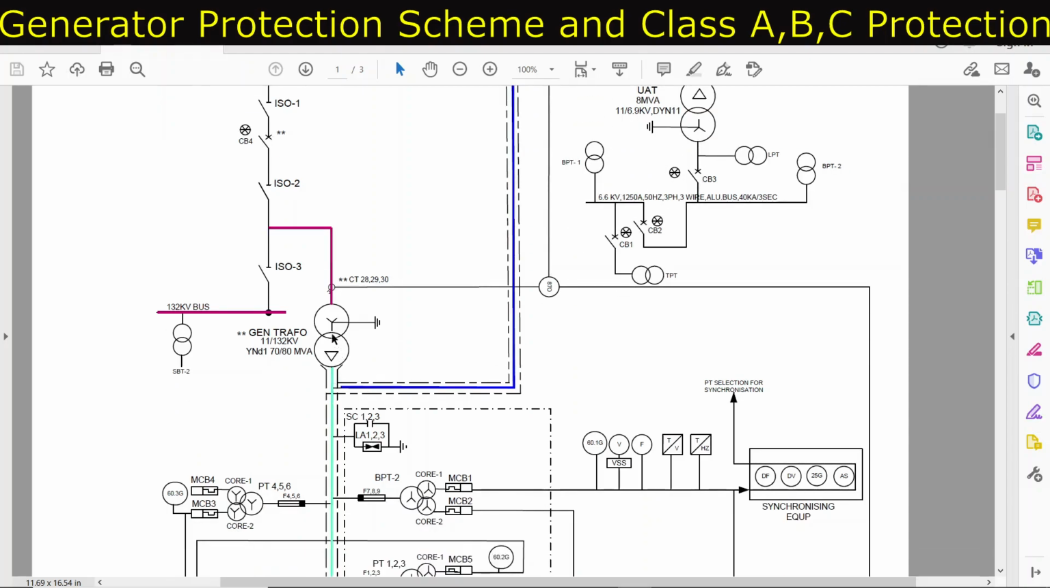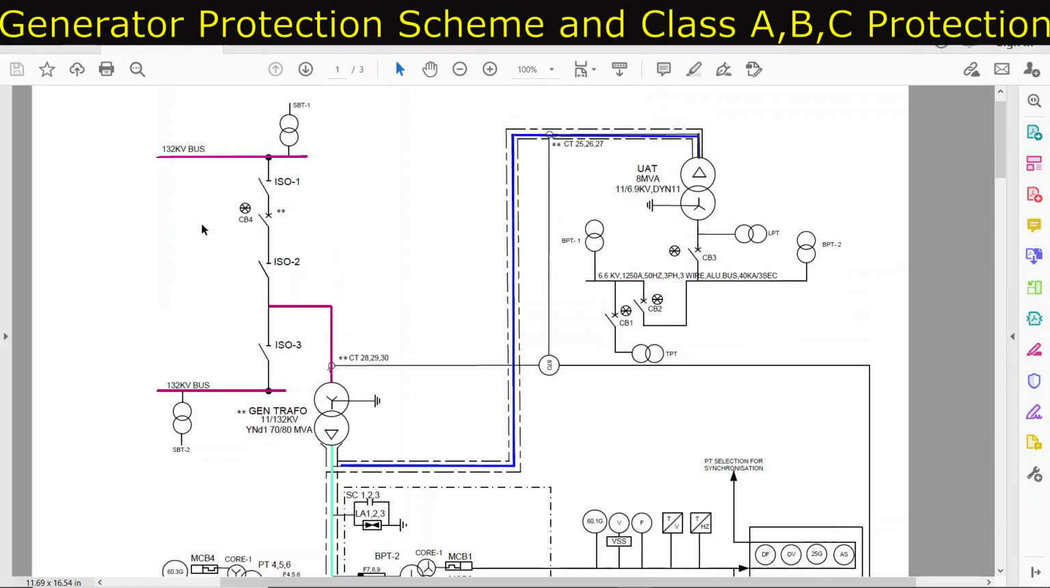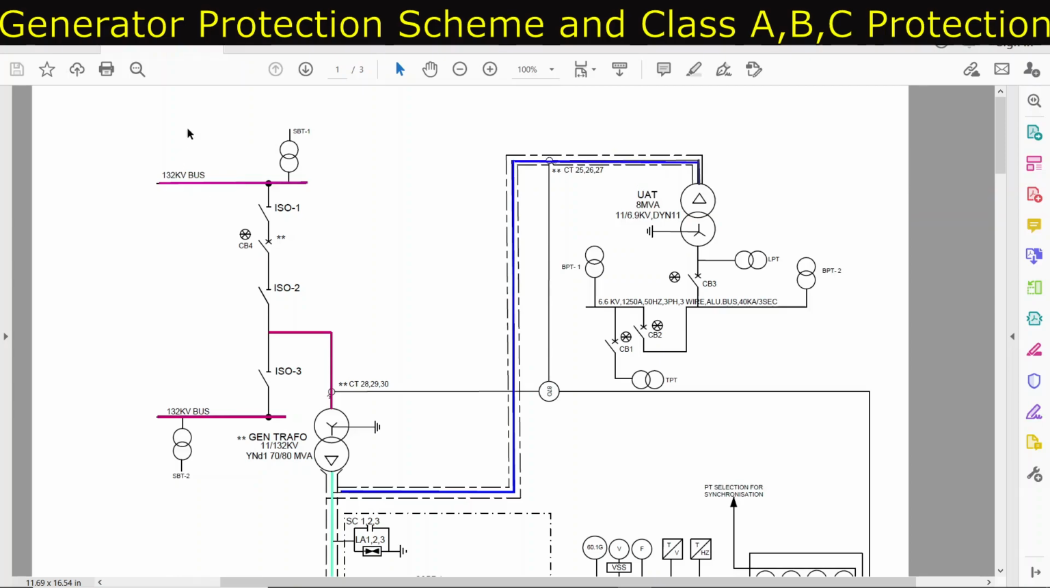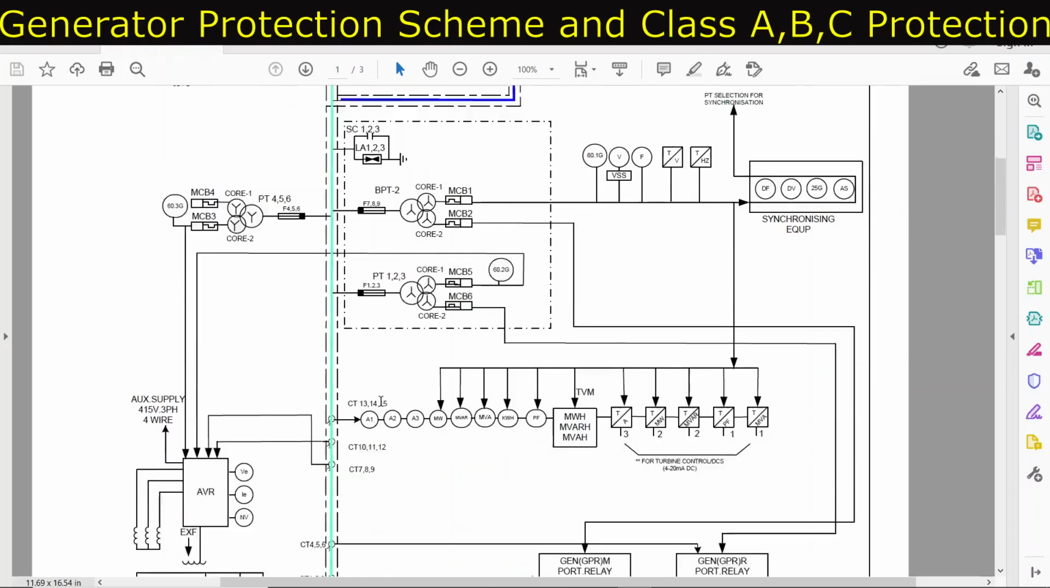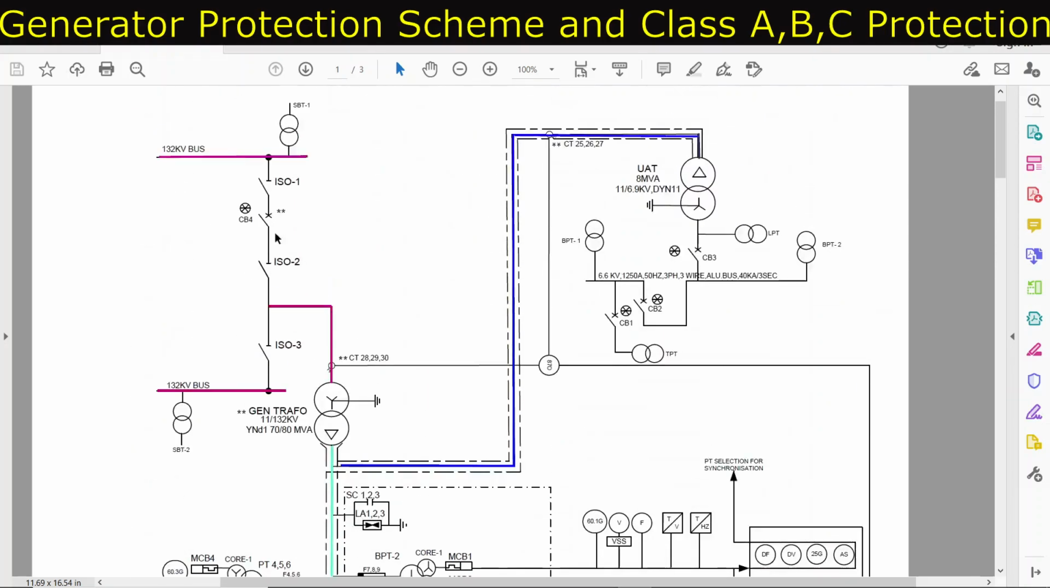Further you will go, there is a step up transformer, 11 by 132 kV. It steps up the voltage from 11 to 132 kV, and it is connected through a 132 kV bus, which is coming out from somewhere else. You can say power grid or any kind of grid. So our generator system is connected with a 132 kV grid. There is a two bus system, bus A and bus B. There is an isolator and bus coupler. So we can charge it from any bus, either bus one or bus two.